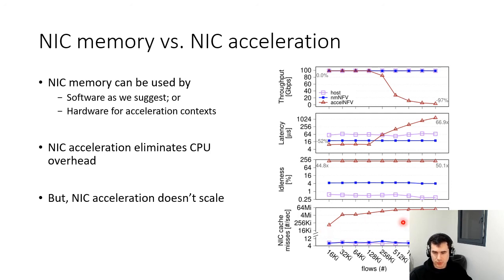Nicmem is able to avoid this because its logic is independent of the number of flows, as it stores payload in Nicmem and not per-flow state. And therefore, it is able to scale well.